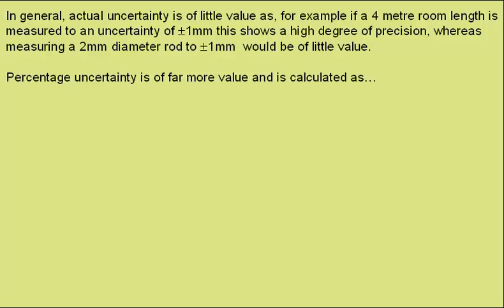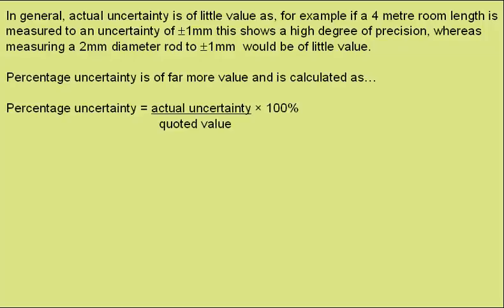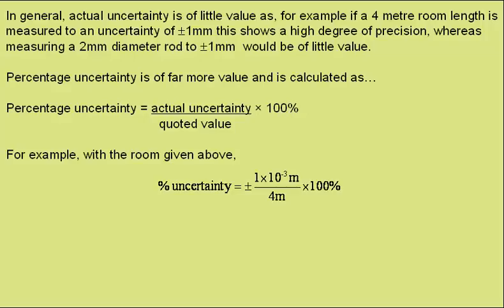Percentage uncertainty is of far more value and is calculated as the actual uncertainty in our measurement divided by the quoted value for our measurement, multiplied by 100 to get a percentage. For example, with the room given above, the percentage uncertainty is plus or minus 1 mm, or 1 times 10 to the minus 3 meters, the uncertainty in our measurement, divided by the length of the room at 4 meters, and multiplied by 100 to give a percent.